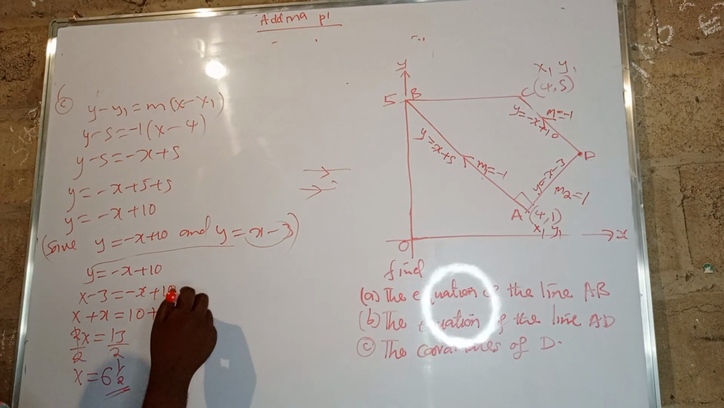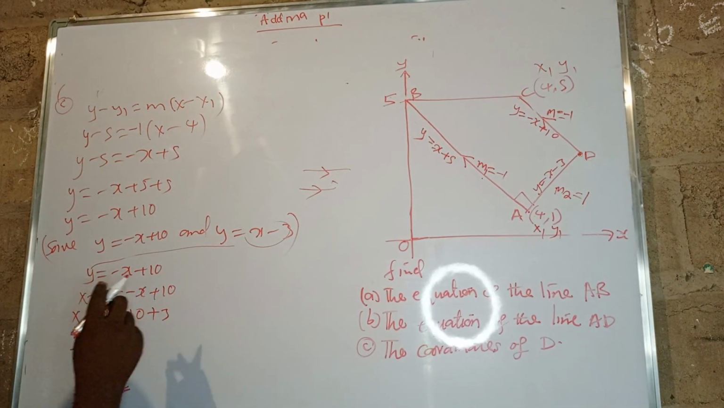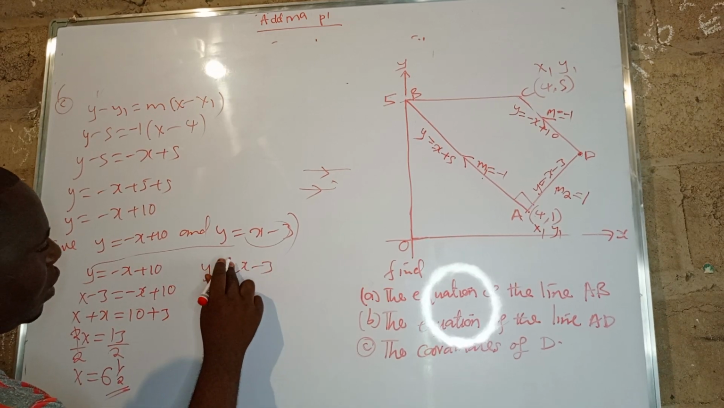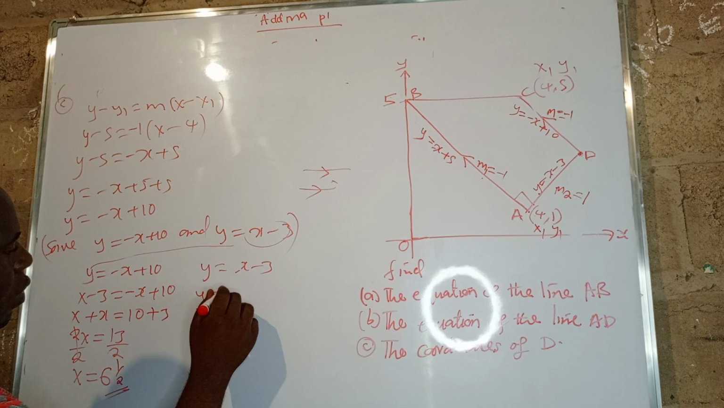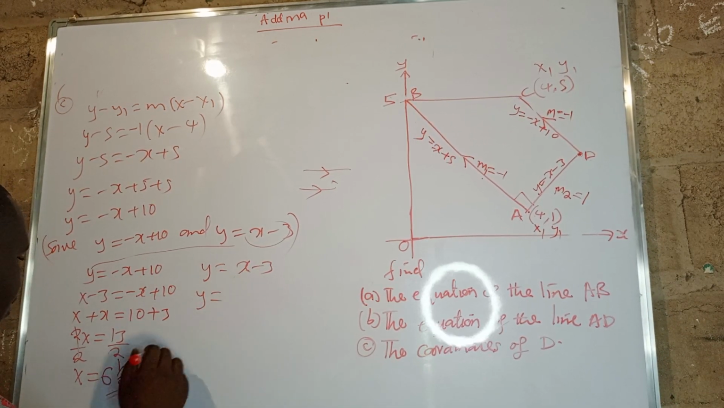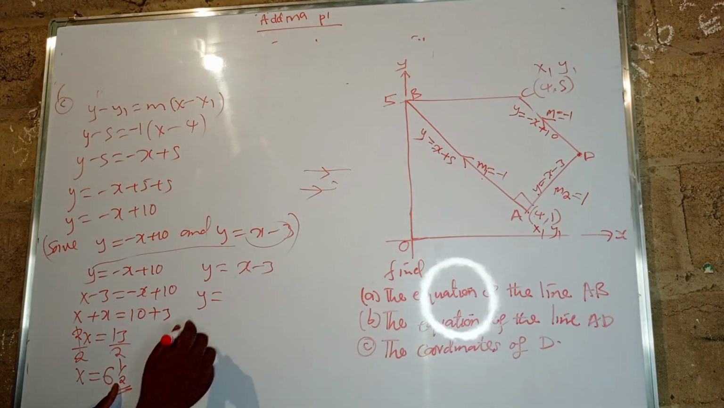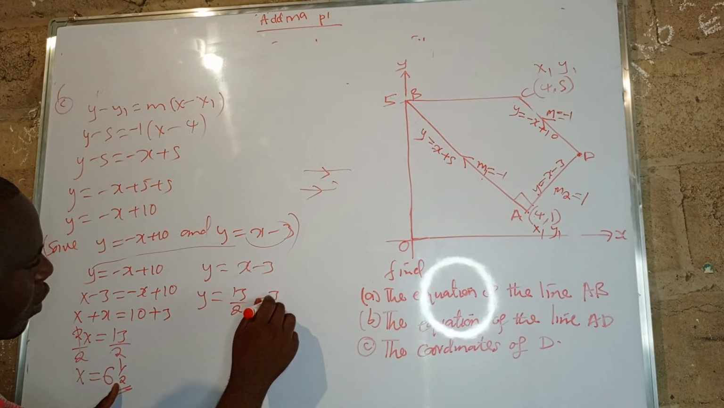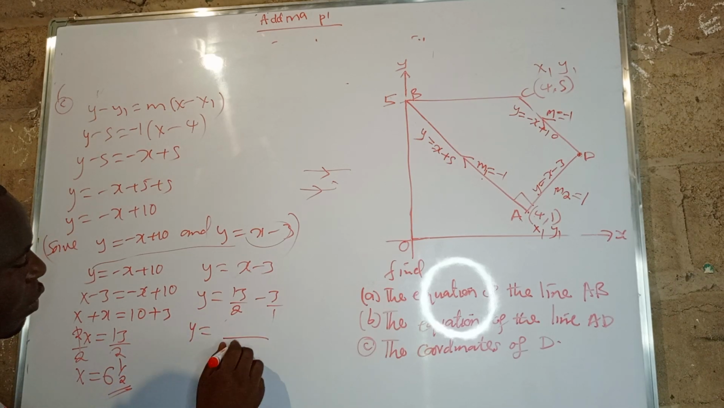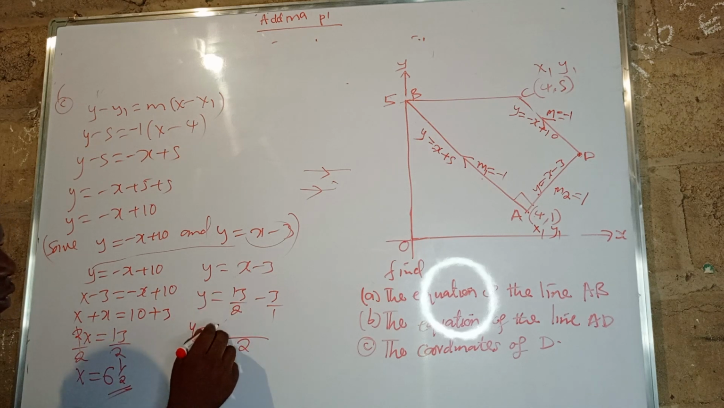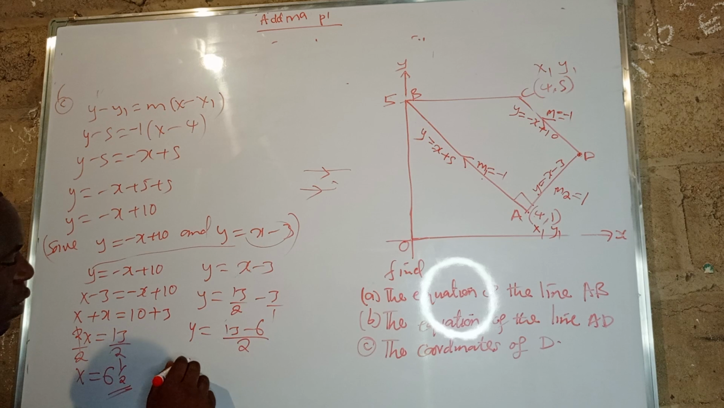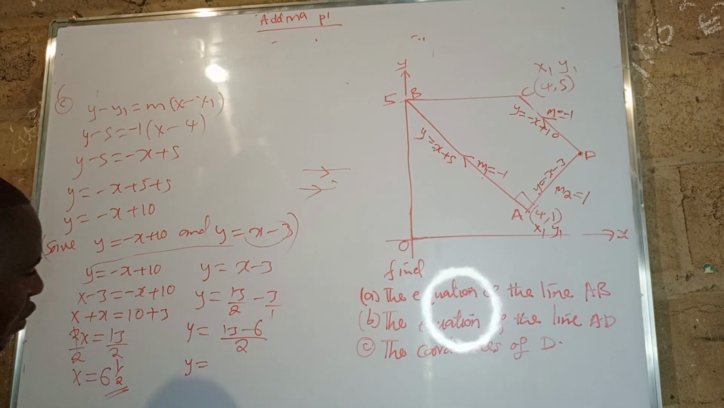Good. Then for me to find y, I'm going to use this simple expression. I can use this one: y is equal to x minus 3. Then y is equal to 13 over 2 minus 3 over 1. So y is equal to, I'll look for a common denominator, which is 2. 1 times 13 minus 2 times 3, which is 6. So y is equal to 13 minus 6 over 2.